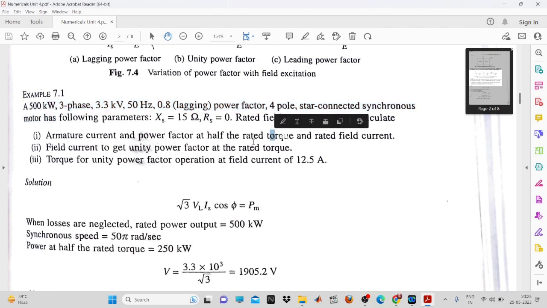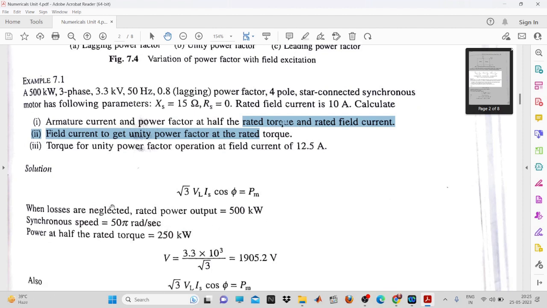Now, what is the synchronous speed? Here you will have to calculate in radians per second. First, to calculate in revolutions per minute, that is 120 f by P, or else you can calculate in revolutions per second. What will be the speed in revolutions per second? It will be simply 2 into f by P, where f means frequency 15. So 2 into 15 upon 4, simple. And you have to multiply by 2 pi.